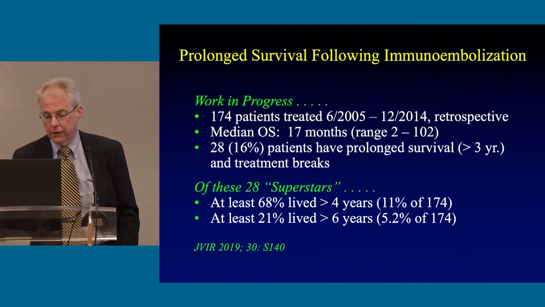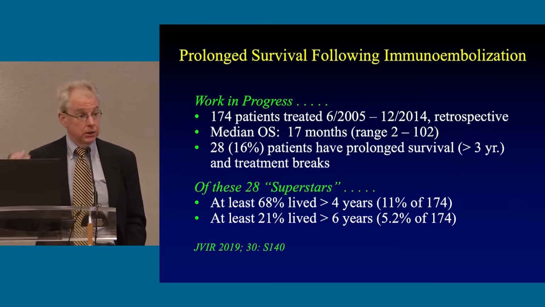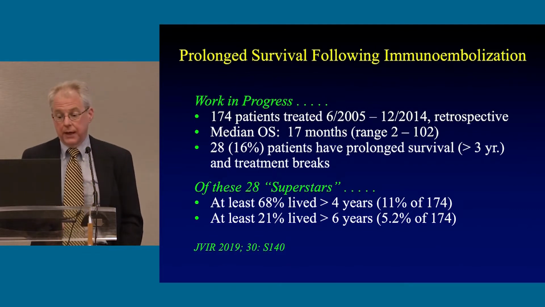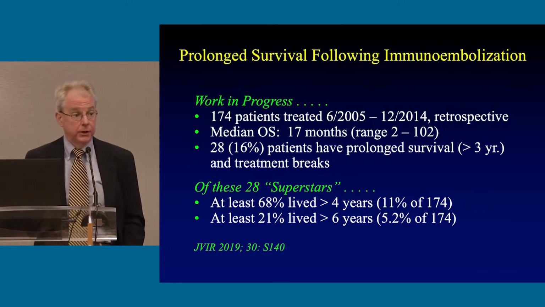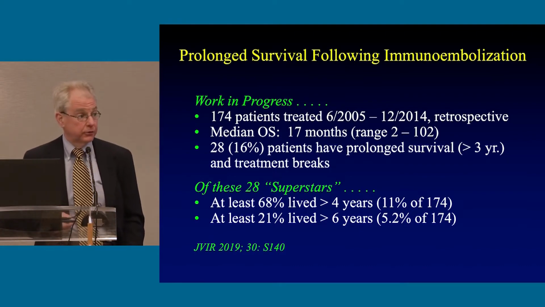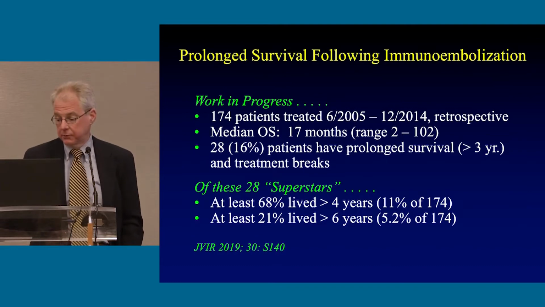And one of our residents has been looking at this, at a group of patients initially treated with immunoembolization over a 9-year period. We've learned that about 16% of patients have prolonged survival of more than 3 years, and they get treatment breaks. And as I said, we now have patients, admittedly a small number, out 4 years, 5 years, 6 years, 7 years living with this disease, still being treated with intermittent immunoembolization treatments.